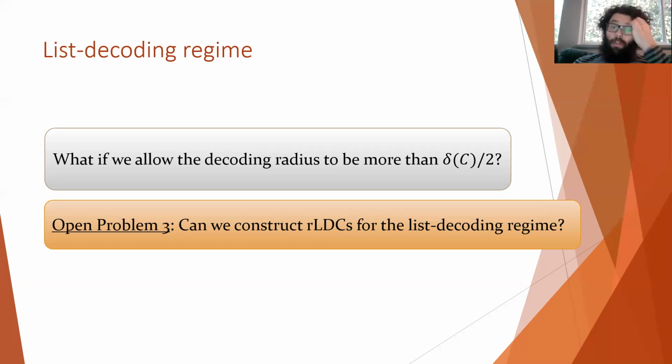But we may consider also the analogous problem for the list decoding regime. Namely, we consider decoding radius almost up to delta. So there is a small number of code words there. Can we construct RLDC for this regime? I will not say much about this.